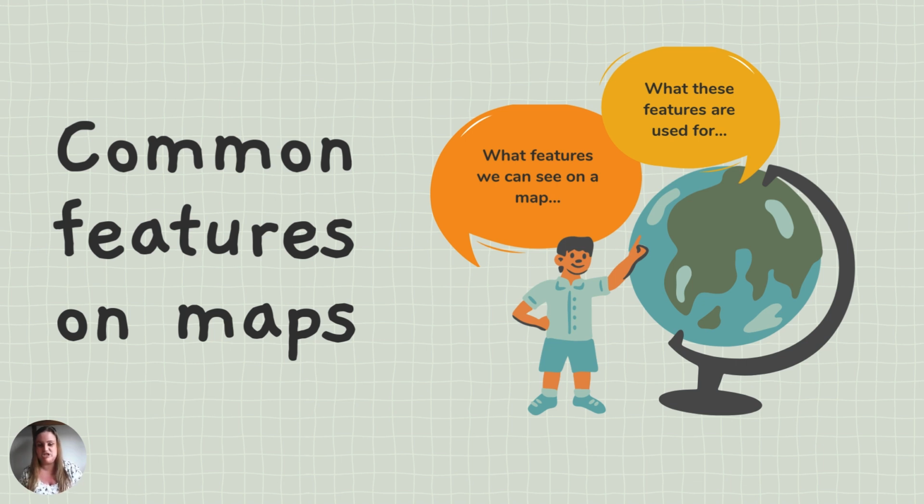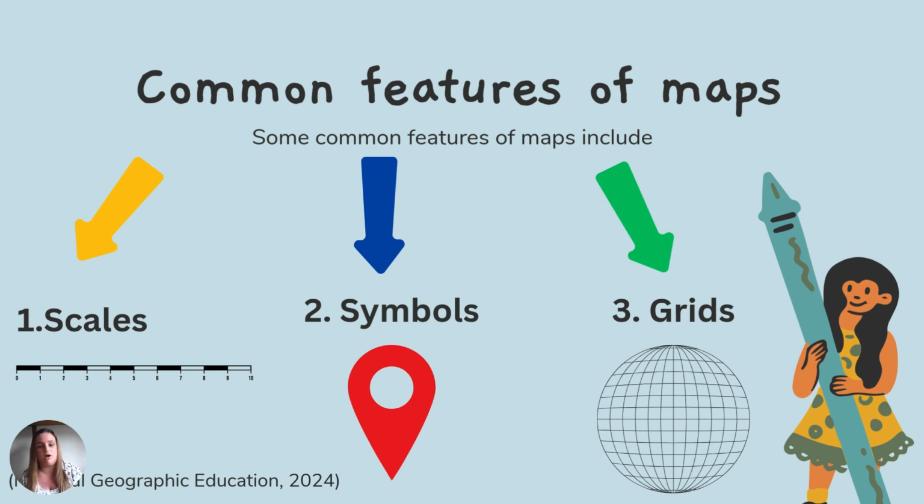Our common features that we find on maps. What features can we see on a map? What are these features used for? Our common features on a map include our scales, our symbols, and our grids. And these are usually the common ones we find on our maps.